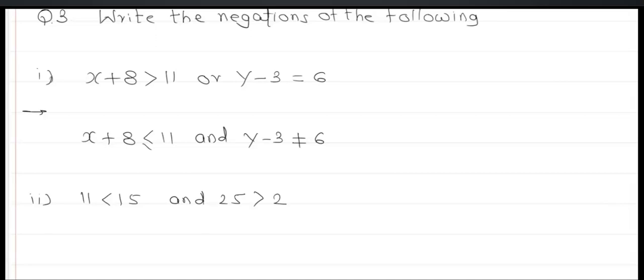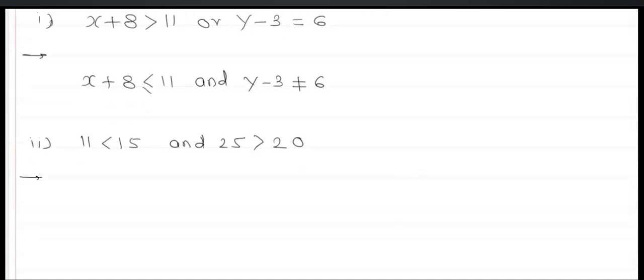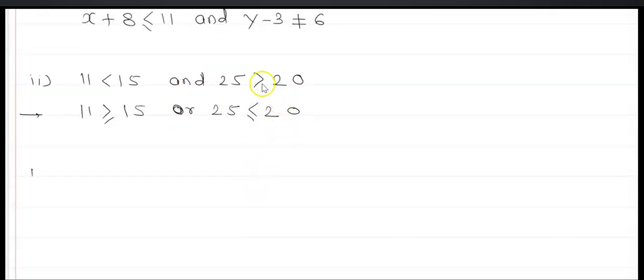Now second, 11 is less than 15 and 25 is greater than 20. Therefore, less than becomes greater than or equal to, and becomes or, 25 less than or equal to, greater than becomes less than or equal to.